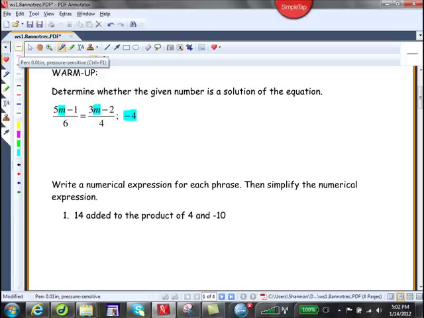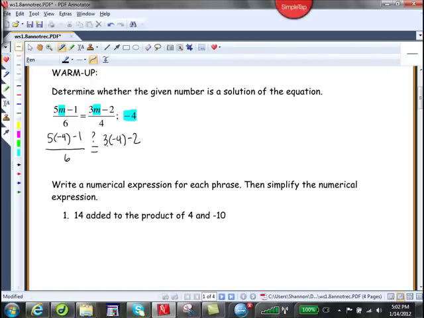If that's the case, you'd have an identity statement and -4 would be a solution. If you got different numbers on either side, you'd have a contradiction, therefore implying that -4 would not be a solution. So let's see what we've got going on. So 5 times -4 decreased by 1 all over 6. Is that equal to 3 times -4 minus 2 all over 4? So here's where I plugged in the -4 for m.